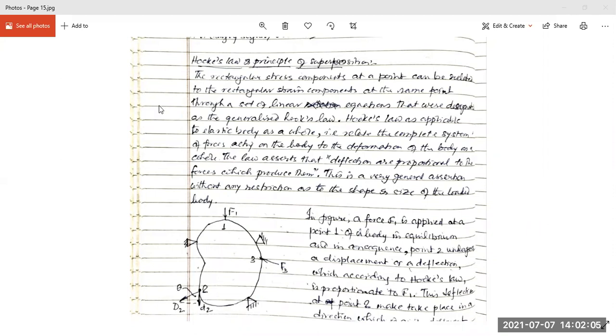And they were designated as the generalized Hooke's law itself. Hooke's law as applicable to the elastic body as a whole relates the complete system of forces acting on the body to the deformation of the body itself, and asserts that deflections are proportional to the forces which produce them. Displacements are proportional to the force which produces them. This is a very general assertion without any restriction as to the shape and size of the individual body.